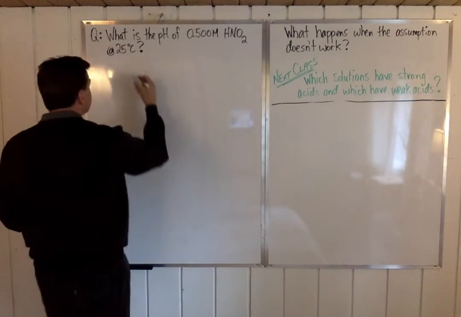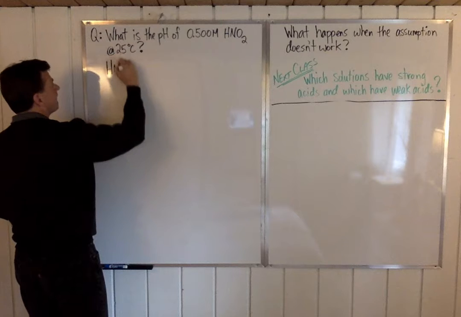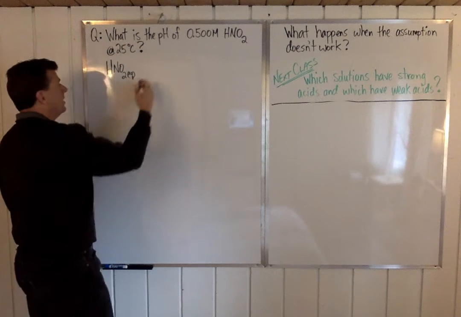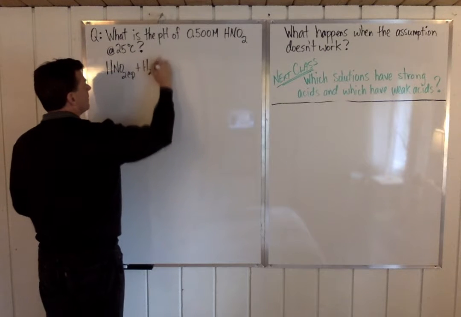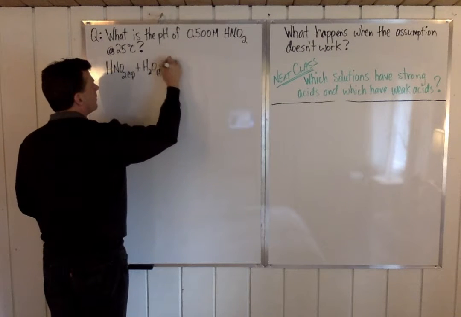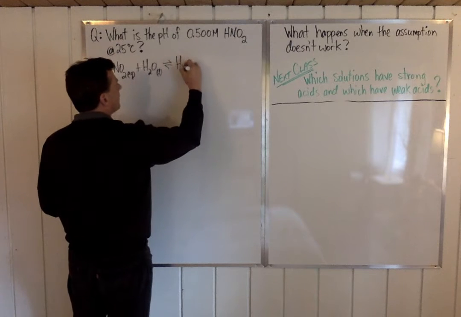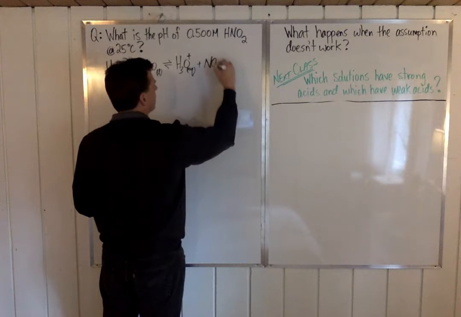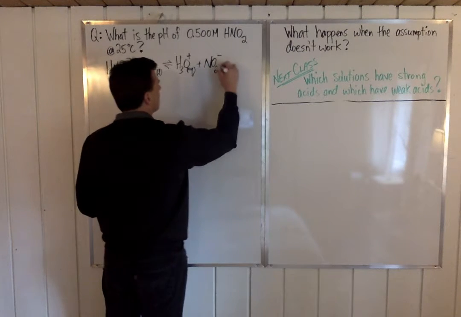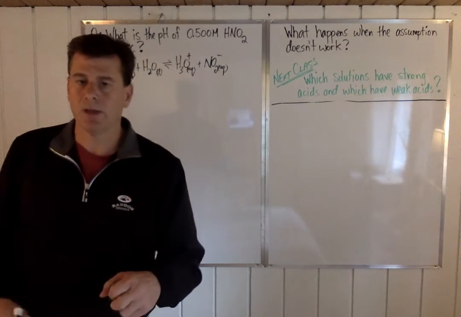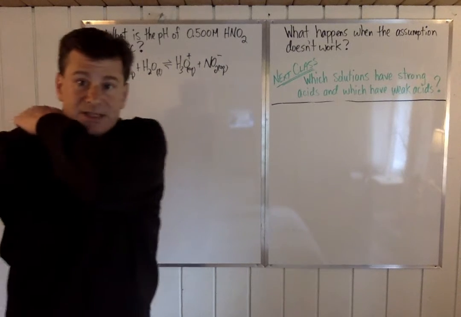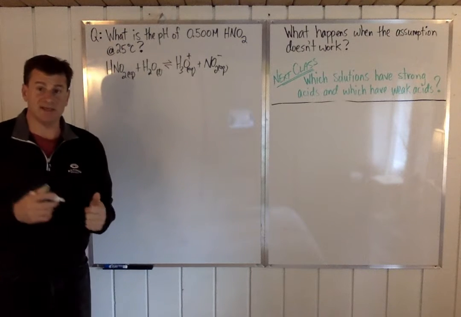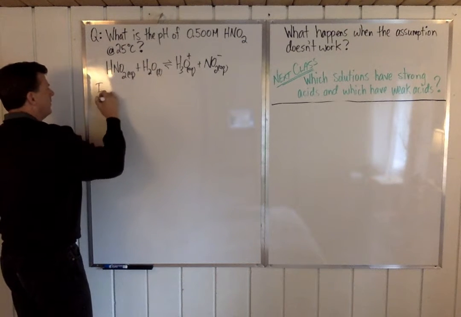So HNO2 forms a molecular solution, so I write aqueous, in water, forms an equilibrium producing hydronium and the anion nitrite. Okay, so that's the equilibrium. Then I write down an IRE table, ICE table, as it were. So IRE.